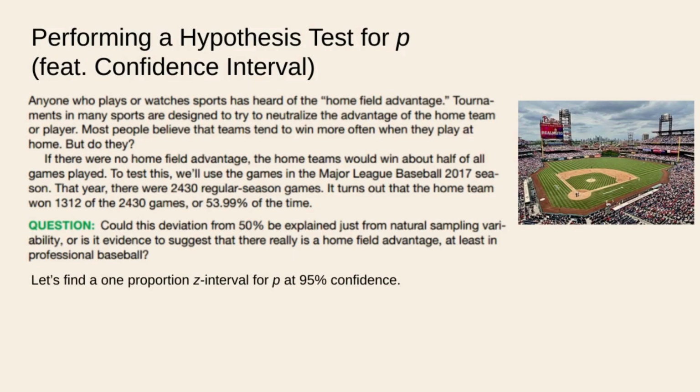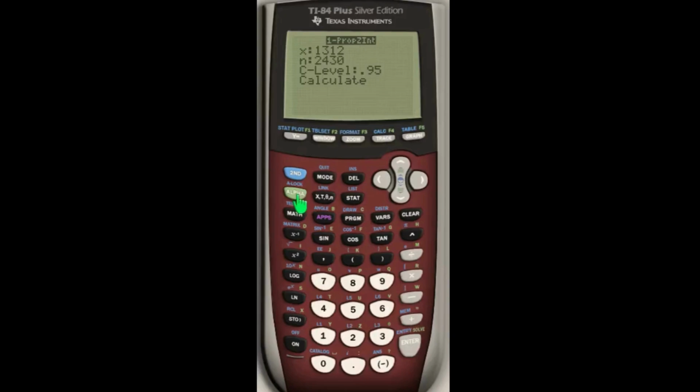We're going to now find a confidence interval at 95% confidence. Let's go to the calculator to do that so we can get an idea of the effect size. Here we are again in 1-PropZInt this time. We have x equal to 1312, n equal to 2430. So that's our number of successes for the home team as opposed to our sample size. And we want a confidence interval that is 95% in terms of its confidence level.